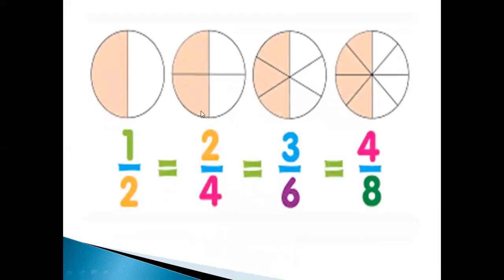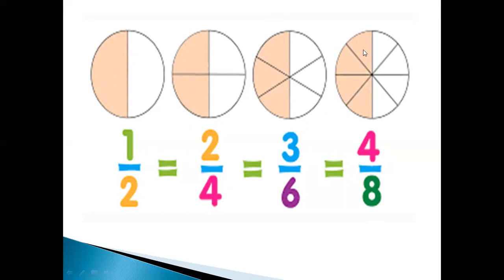Look at these pictures. This is a circle. I have divided this circle into 2 parts. So the shaded part is 1 part out of 2 parts. So you will write 1 over 2. Look at this one. Now I have divided into 4 equal parts. Out of 4 parts, I have shaded 2 parts. Here I have divided the same circle into 6 parts. 1, 2, 3, 4, 5, 6. And 3 parts are shaded. So 3 out of 6 are shaded.